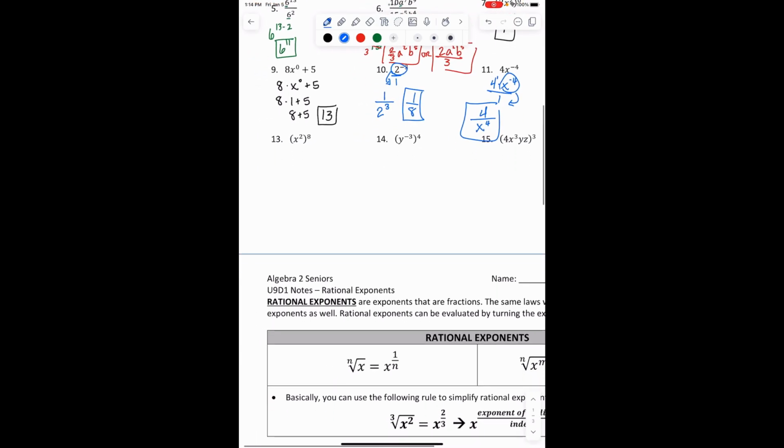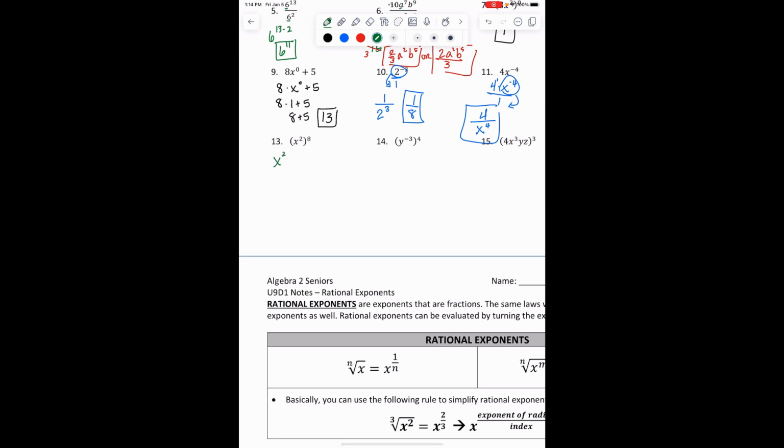And then for 13, we have x squared to the 8th power. So we have a power to a power. So that means we're going to multiply those powers. So x to the 2 times 8 would be x to the 16th. Okay? Y to the negative 3rd to the 4th. So again, power to a power. So we're going to take negative 3 times 4 and get negative 12. And we're not done simplifying until all of our exponents are positive. So again, think about it's in a numerator. So to make that positive, we shift it to the denominator. And then there's nothing left in the numerator, so we have that 1 as a placeholder, right?